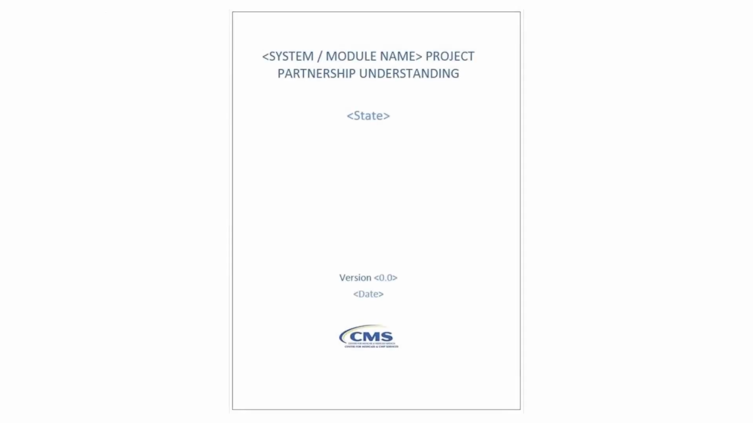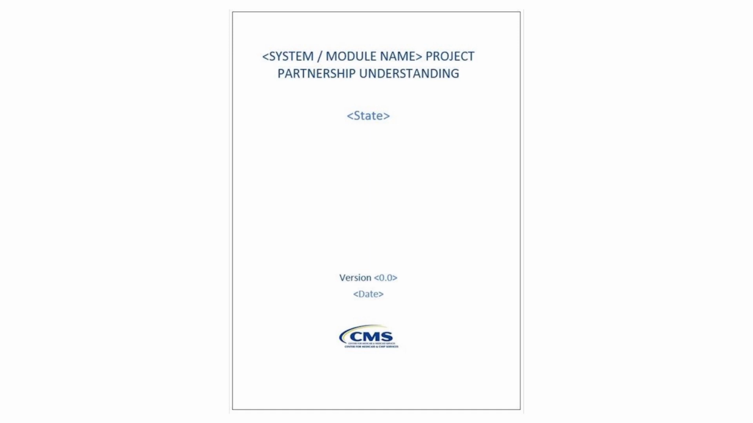The Project Partnership Understanding, PPU, is used to document decisions made between the state and CMS during the first activity in the lifecycle. The checklists are downloadable zip files. The TA, IA, and Standards and Conditions checklists now contain guidance for supplying evidence.